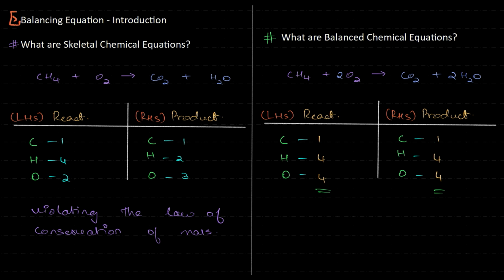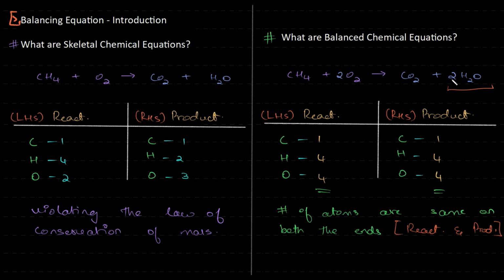So what is a balanced chemical equation? It is a scenario wherein the number of atoms of each element is the same on both sides, reactants and products. So basically the number of atoms are the same on both ends. When I say both ends, it is to do with your reactants and products. Does it make sense? A quick note for people who didn't understand what this 2 times H2O is.